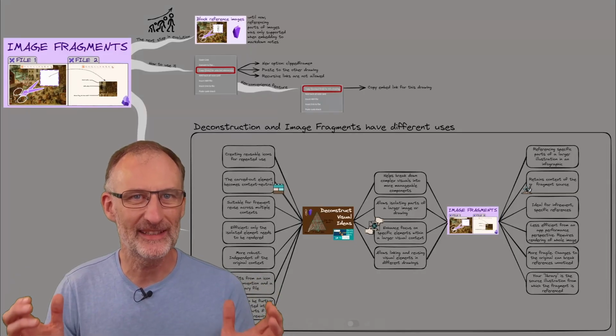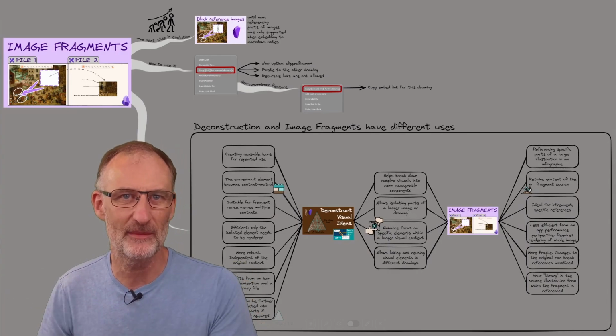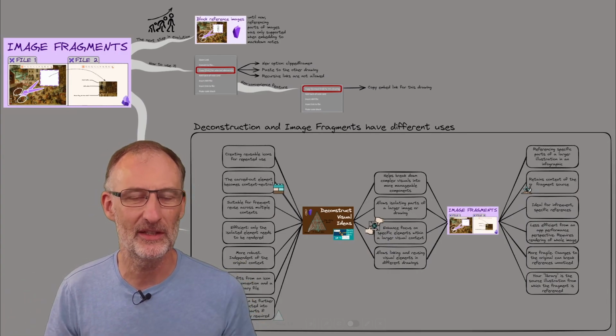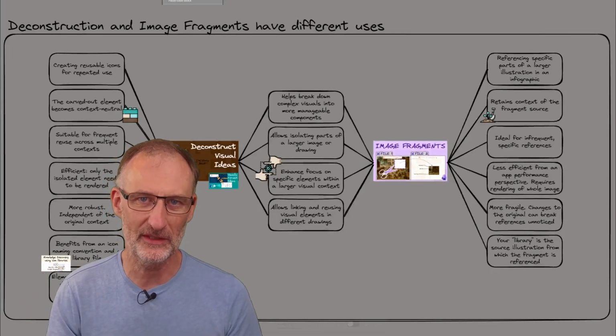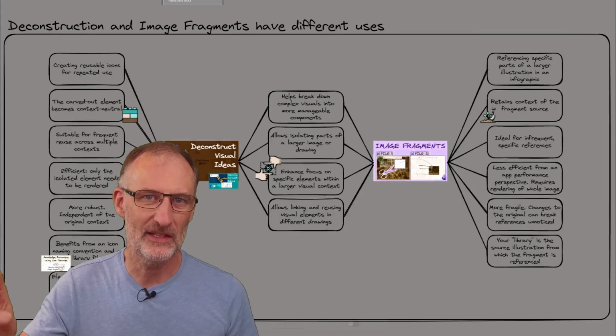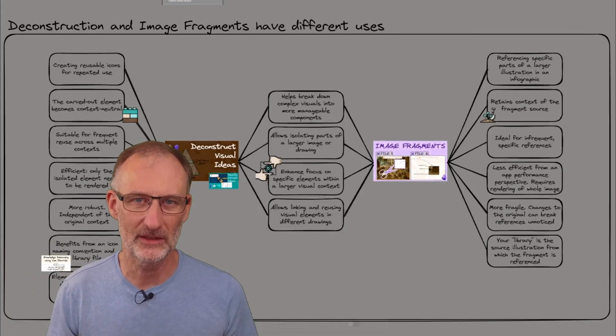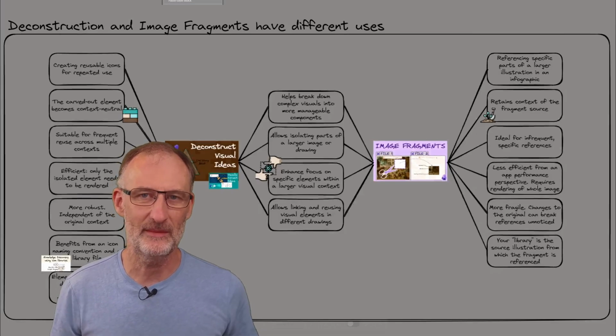Now that we've looked at the feature, let's quickly look at how deconstruction and image fragments are similar and different. I'm going to be using the double bubble map, one of my favorite visual thinking tools, to do this. I'll include a link in the video description to my video about the double bubble map. But let's jump in and first look at the similarities.